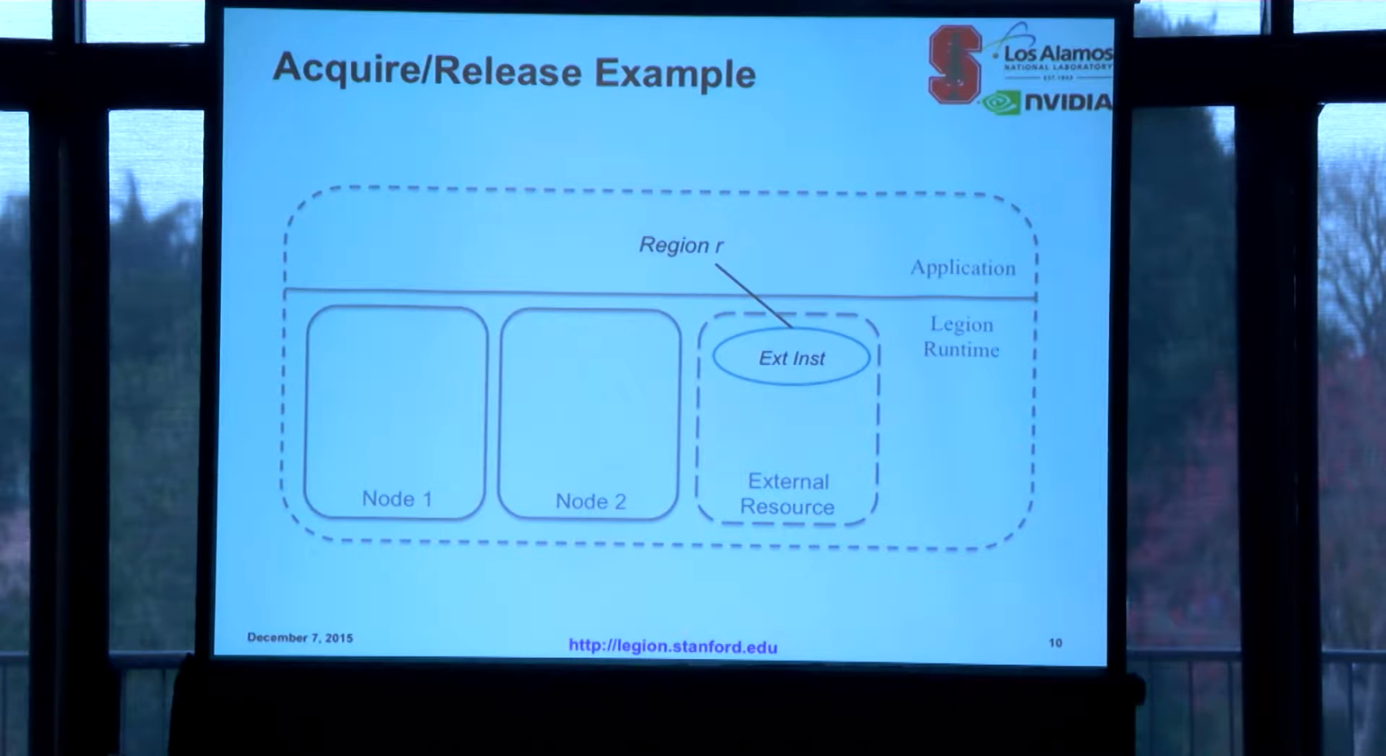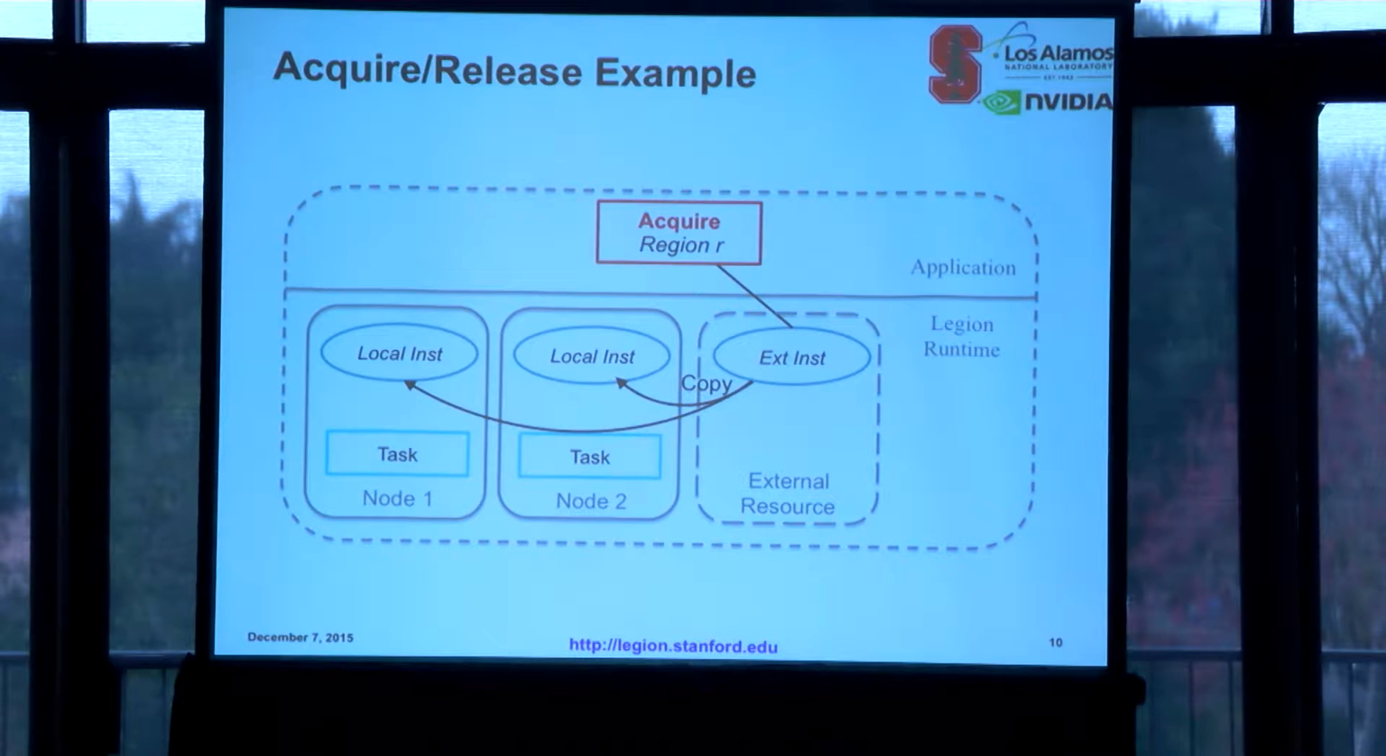So here's an example of acquire and release operations. Assume that you have a logical region that is attached to an external instance on an external resource, and you would like to run tasks on different nodes that use the external instance. The application could launch its acquire operation, which tells Legion that it's safe to make some local copies. Legion runtime could decide to copy data from the external resource to different nodes and create some local instances. And therefore, the tasks could directly use the local instance.